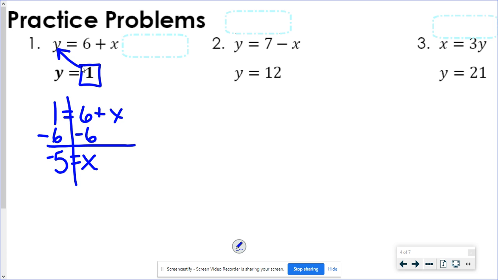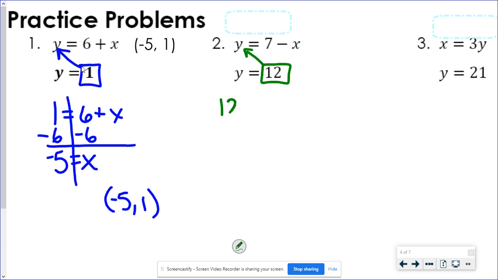So x is -5. The y was already 1. That means -5 is x, y is 1. There's my solution. In number 2, this time the y is equal to 12. So I'm going to take this 12. I'm going to put it in place of that y.